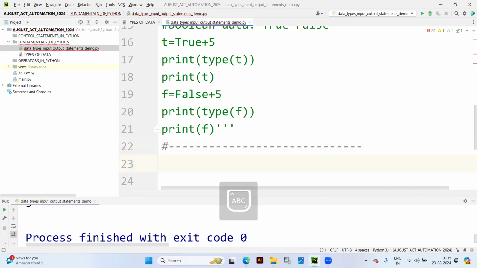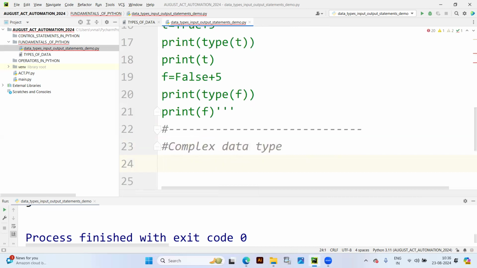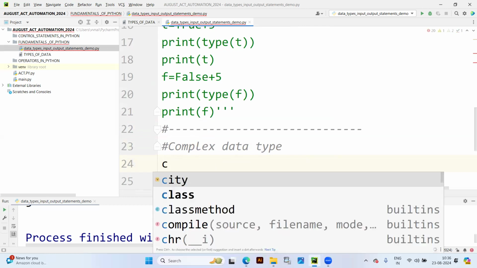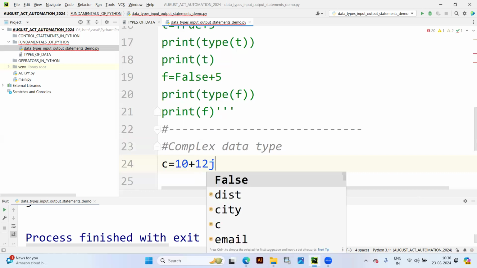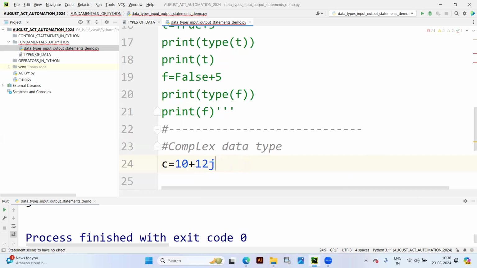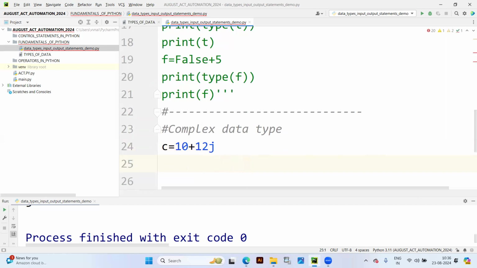So now I'm talking about a data type called complex data type. What do you mean by complex data? The data which has a real part and imaginary part is said to be a complex data. So let's suppose I'll be taking c is equal to, c is an identifier, where I'm going to take 10 plus 12j. Right. So this is, by default, the structure of the data which is going to be declared as a complex data.